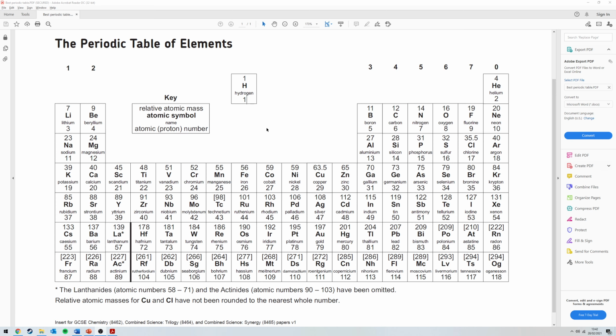So the modern periodic table, how is that organized? I'm going to say it again. Atomic number. It is in order of atomic number with the elements arranged in groups based on how many electrons they have in their outer shell.